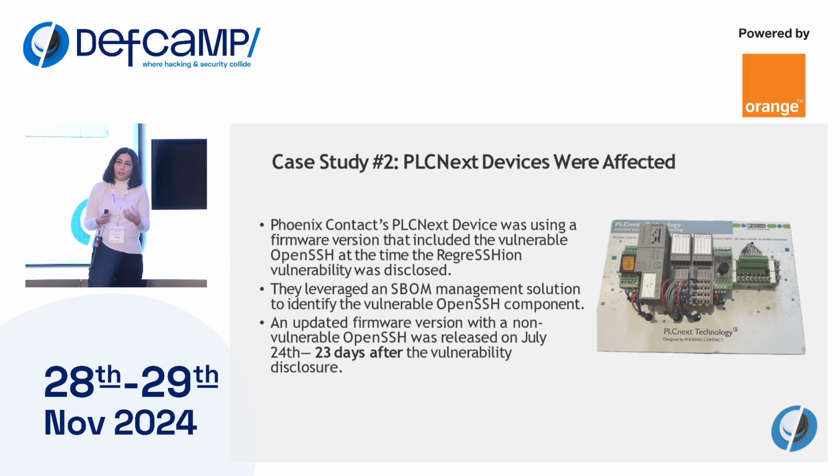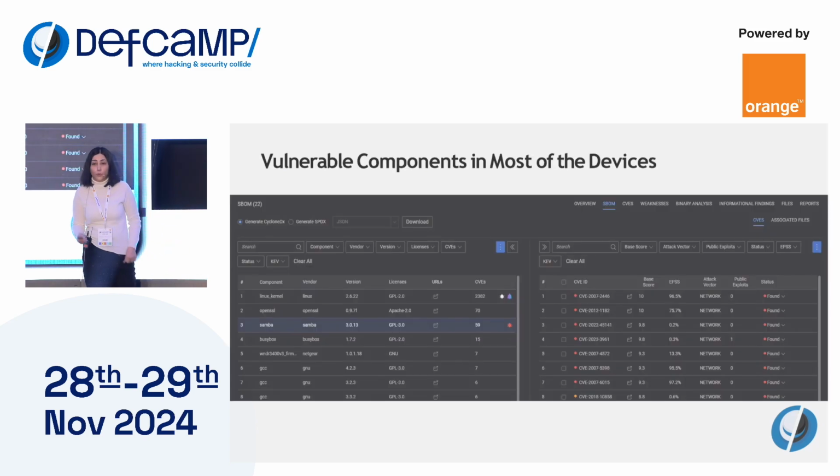We tried to analyze a PLC device from a German company which is used in critical infrastructure, and the company has an SBOM solution, to check how long it takes until they fix it. Actually, they were vulnerable. They had a vulnerable version of OpenSSH, and it took them 23 days after the exposure of the vulnerability to fix it. So from 4, 5, 6 months, having an SBOM generation and management solution could help them reduce that to 23 days, which is really important. Of course, not perfect, but very important.